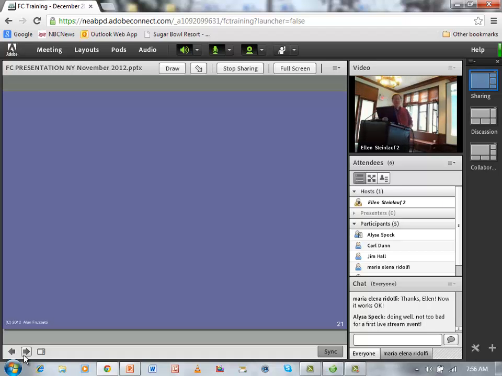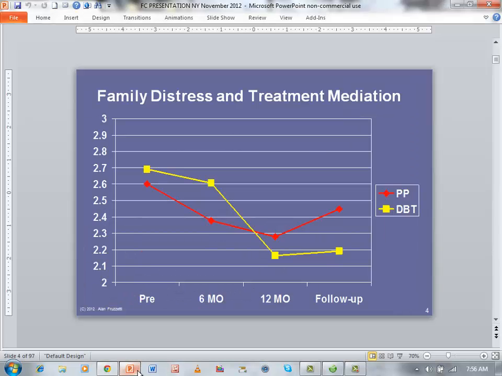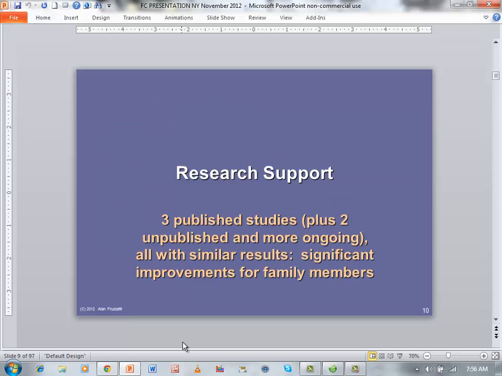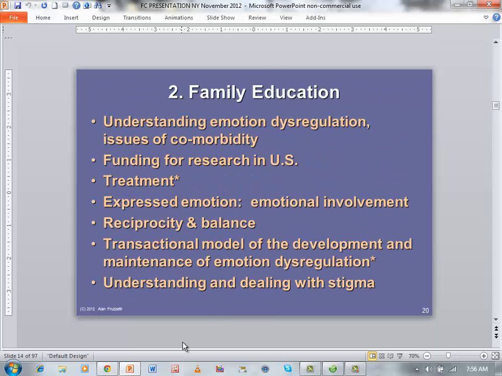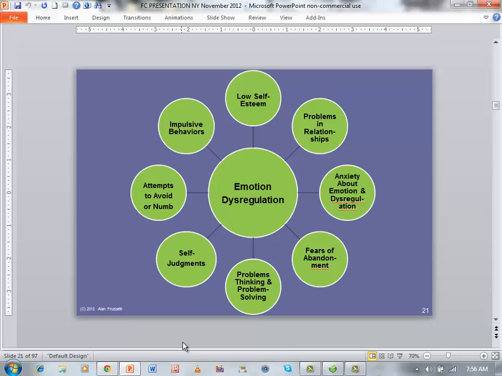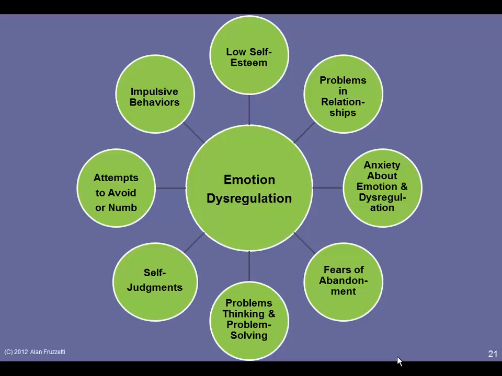So you've got this one on your handout. Maybe I'll co-use this a little bit. This one. So this is just a little diagram. In this model, we're suggesting that emotion dysregulation is the centerpiece of dysfunction, okay?